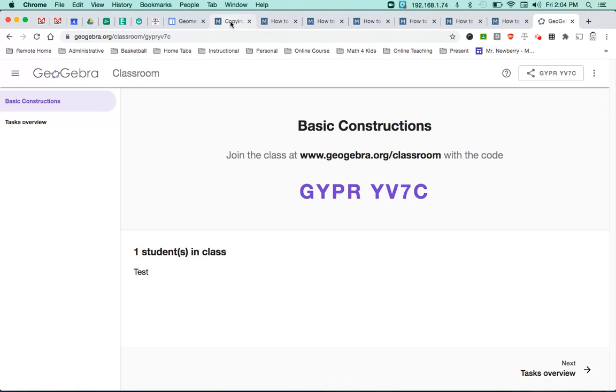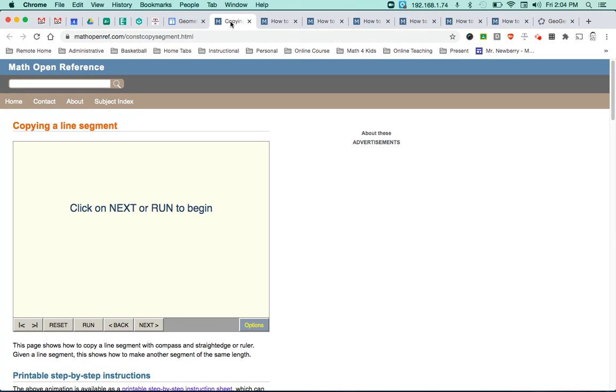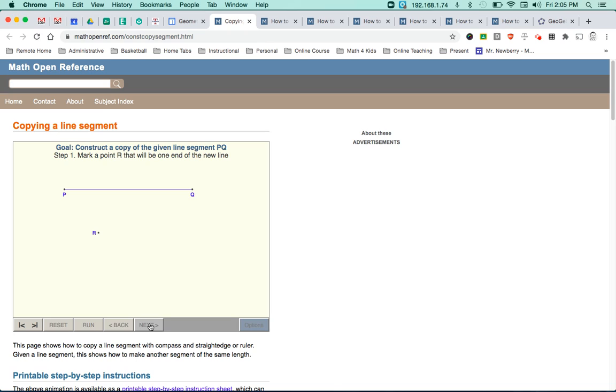So for our real world, we've got a little app here that goes through exactly how it's done in the real world. I'm going to do this one step at a time. The first thing we're going to be working on is copying a line segment. You're going to be given a line segment, and in order to copy it, you need a starting point. So point R is where we're going to start our new segment, and we want our new segment to be the exact same length as segment PQ.